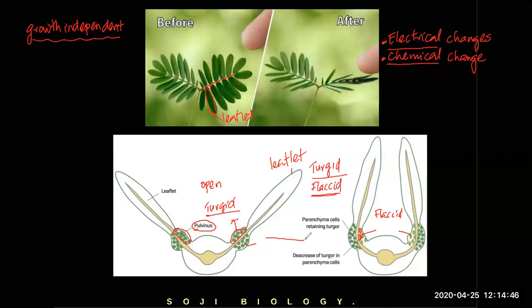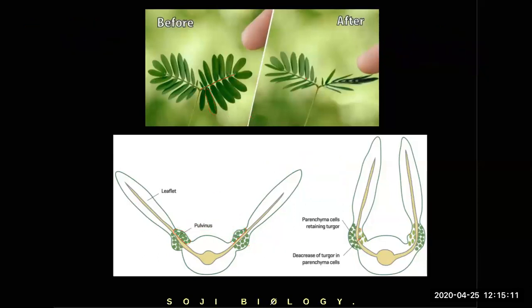So this keeps happening. When the stimulus is given, meaning when you touch, it becomes this way. When it's not there, it goes back to the normal state. And this is an example of growth independent response. Growth independent movement, because there's no growth here. Movement is just because of changes in the pressure inside the cells of the leaf.